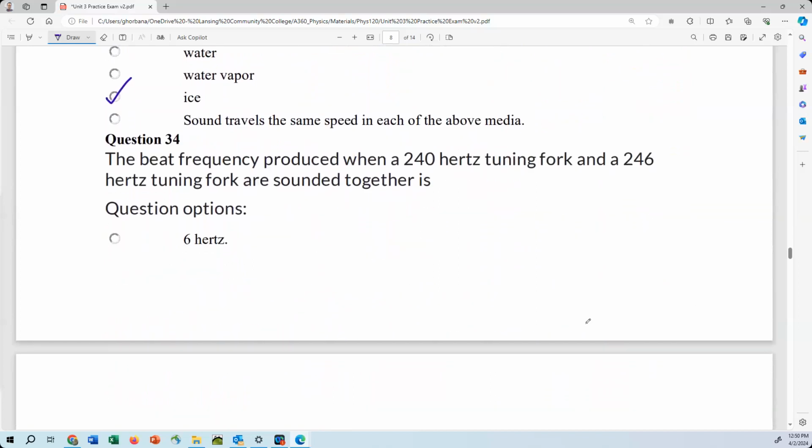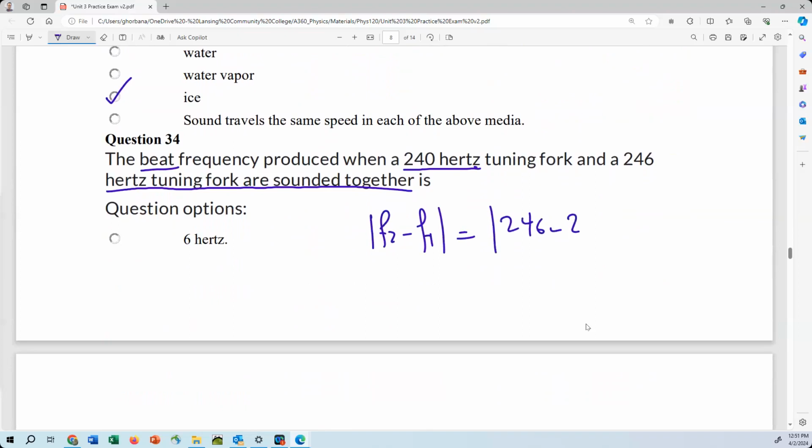So 34, the beat frequency produced when a 240 hertz tuning fork and a 246 hertz tuning fork are sounded together. So it means that we have two sound sources. How the beat is created, okay, if you subtract the frequencies, you can calculate the beat frequency, which is F2 minus F1. Good, what is the F2? 246 minus 240 hertz. What is the answer? 6 hertz.